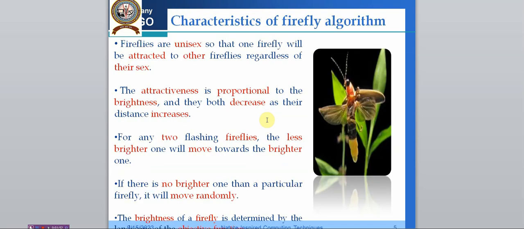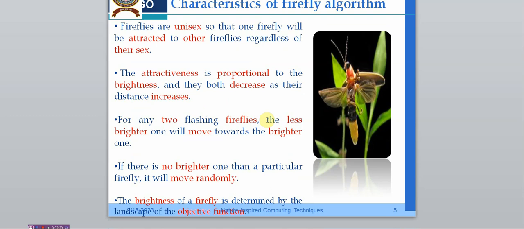Coming to the characteristics of the Firefly algorithm, the fireflies are unisex, so one firefly will be attracted to other fireflies regardless of their sex, and the attractiveness is proportional to the brightness, and they both decrease as their distance increases. For any two flashing fireflies, the less bright one will move towards the brighter one, and if there is no brighter one, then a particular firefly will move randomly. The brightness of a firefly is determined by the landscape of the objective function.